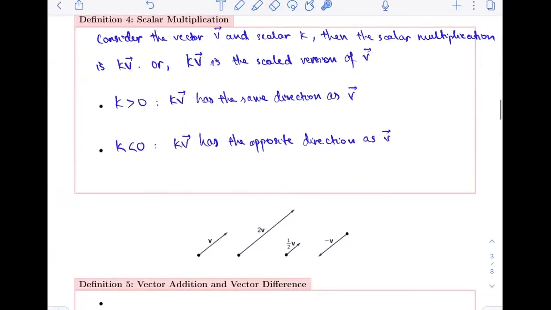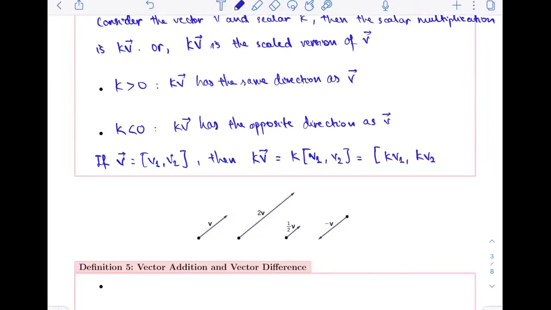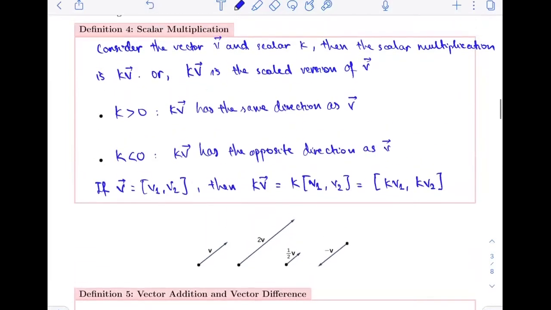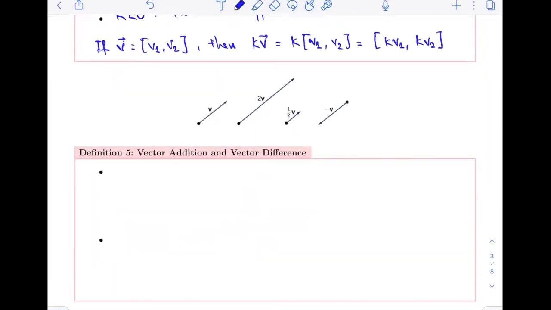And if you have the vector v written in component form, for example, if v is equal to v1, comma v2, then the scalar multiple of v is equal to k times v1, comma v2, or this is equal to k times v1, comma k times v2. That's for scalar multiplications. Now moving on to vector additions and vector subtractions or vector difference.